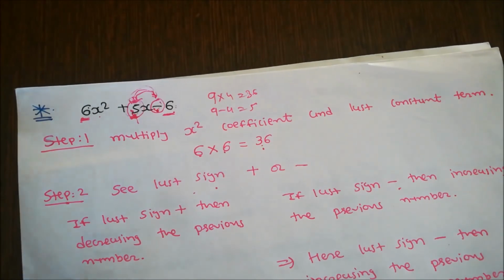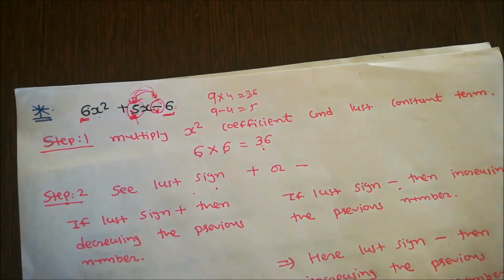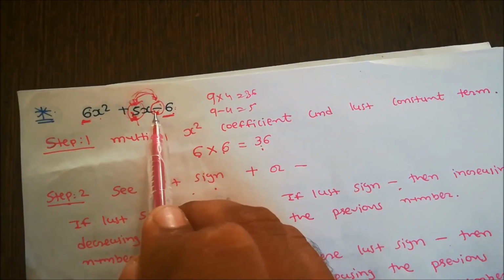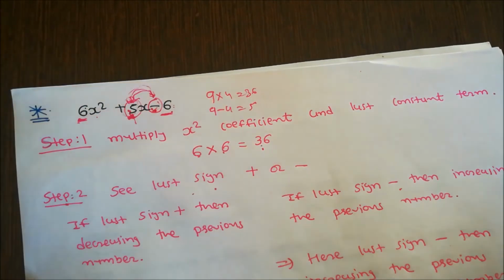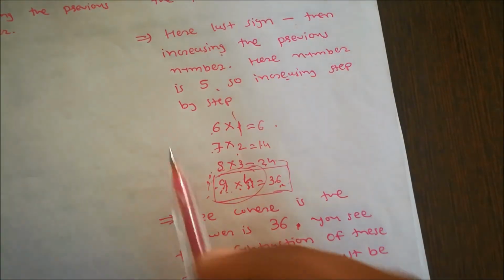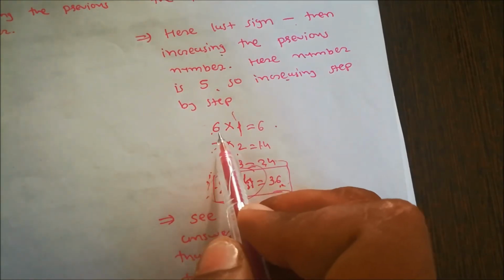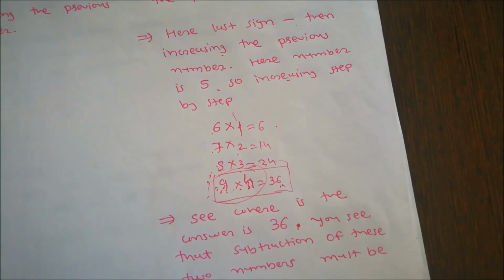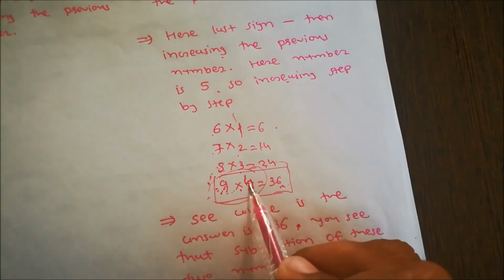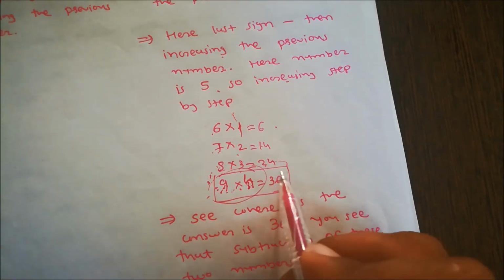Again I repeat, in first step multiply x square coefficient and last constant term. That's why x square coefficient, that is 6, and last constant term, that is again 6. So 6 into 6, that is 36. See this last sign, here last sign is negative. That's why increasing this previous number. So here number is 5. So we start from number 6 and in increasing form. That's why 6, 7, 8, 9, 1, 2, 3, 4. And see where the answer is 36. So here 9 into 4 is equal to 36.